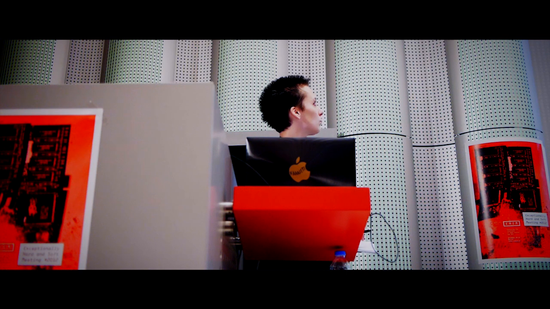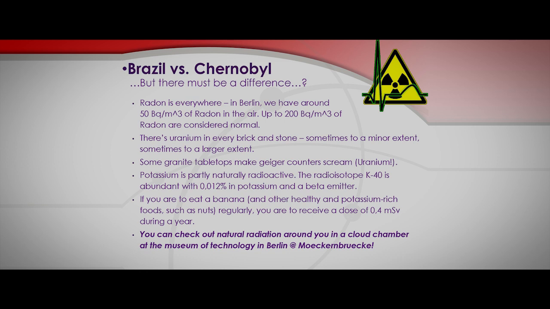Why don't the Brazilians have lung cancer all the time? It's weird, but well, radon is everywhere. In Berlin, we have around 50 becquerel per cubic meter of air, so every time you breathe, you can imagine how many of these atoms will decay in your lungs. There's uranium in every brick and stone that produces the natural background radiation. There's also the naturally radioactive potassium-40, which is abundant with 0.012% in natural potassium. If you eat, for example, nuts or banana, you get a dose of about 0.4 millisievert a year just from this natural potassium.